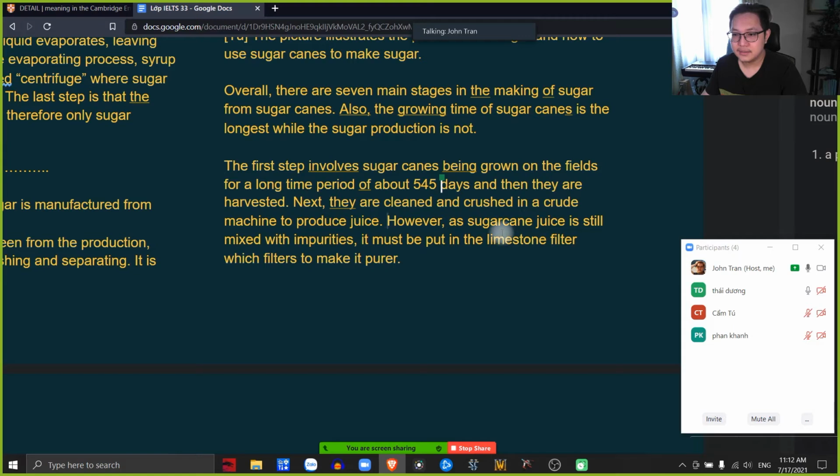However, as a sugarcane juice, it still mixed with impurities.